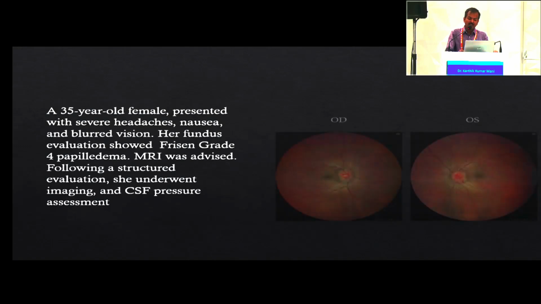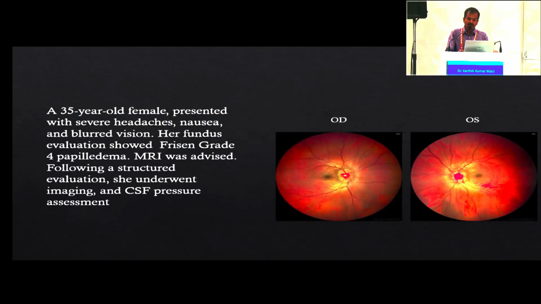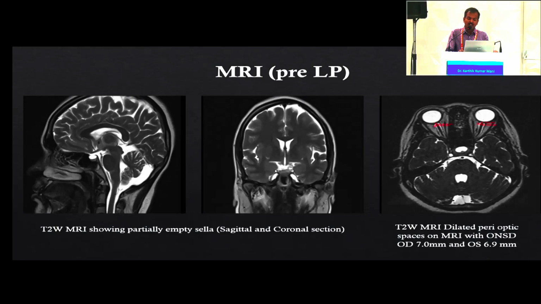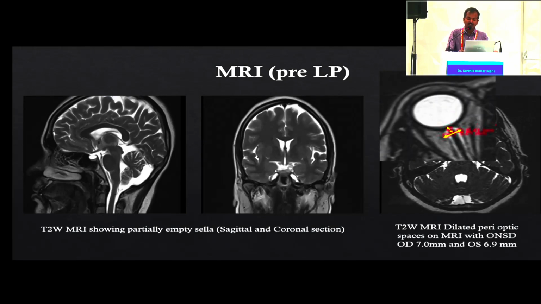Here I am presenting a case of a 35-year-old female who presented with severe headache, nausea and blurred vision. Her fundus showed grade 4 papilledema in both eyes. MRI was done and she underwent imaging and CSF pressure measurement. Her MRI showed partial empty sella with optic nerve sheath diameter of 7 mm in right eye and 6.9 mm in left eye, and it was measured 3 mm behind the globe.